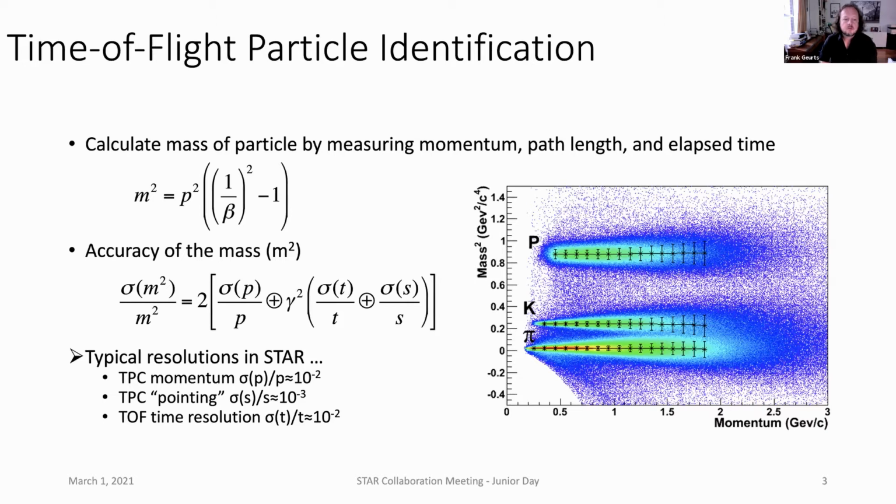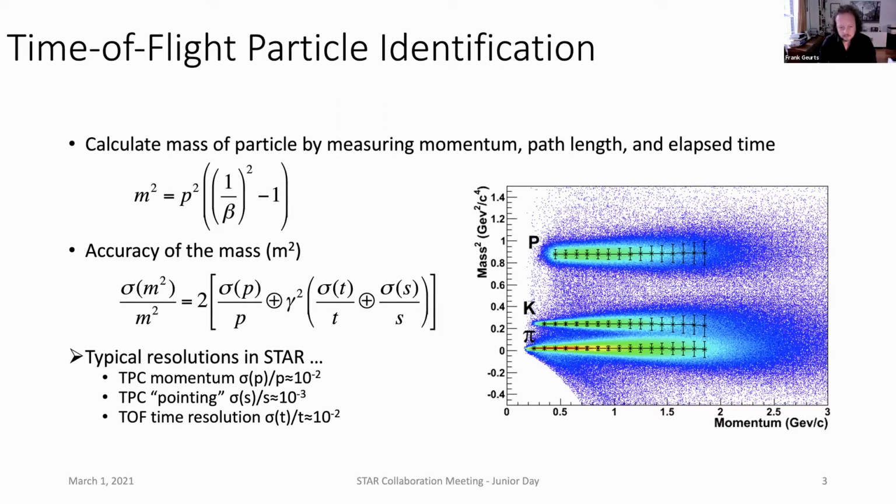I think what's important to realize is how accurately can we measure this mass, or in this case, the mass squared. What you can see here is that the relative accuracy with which we can determine the mass squared is given by the TPC momentum resolution, as well as the time resolution and what we call the pointing resolution, or just the accuracy with which you can do the path length determination.